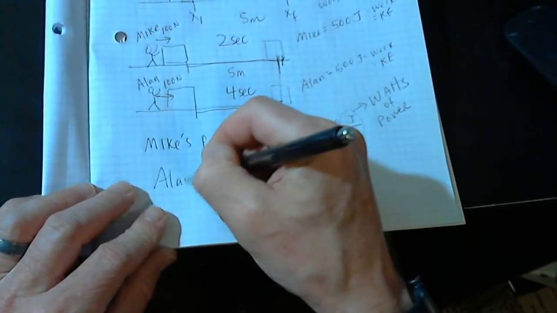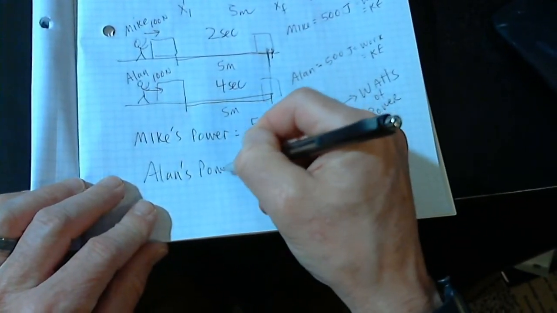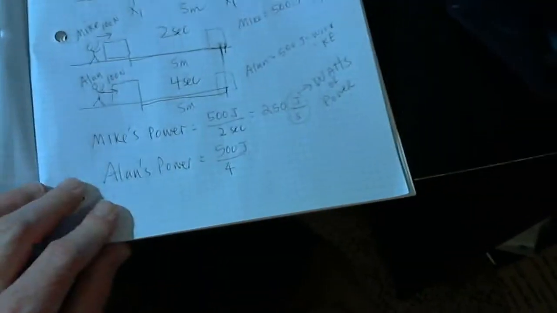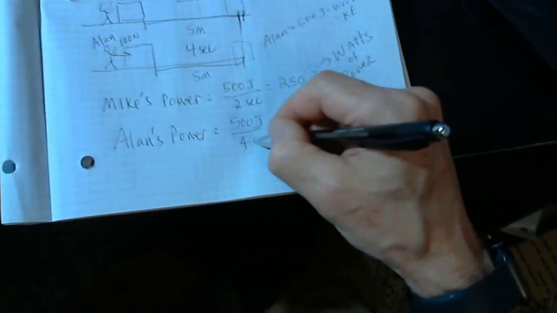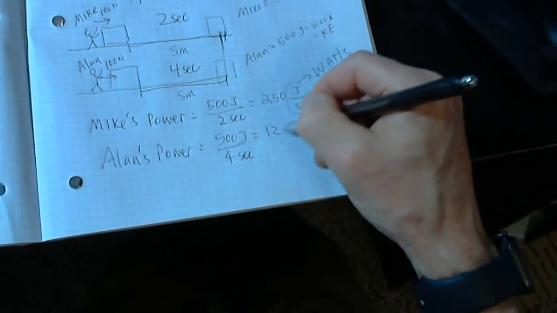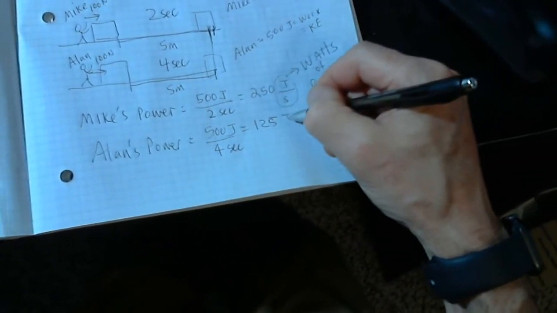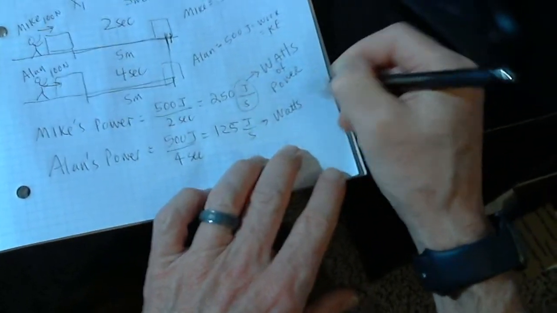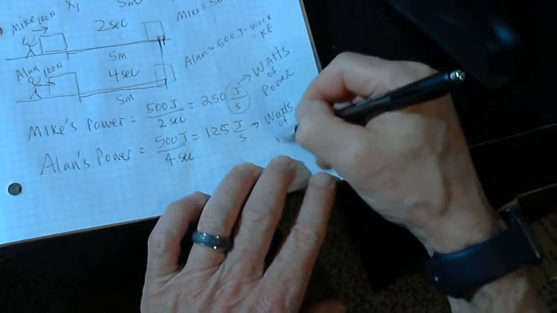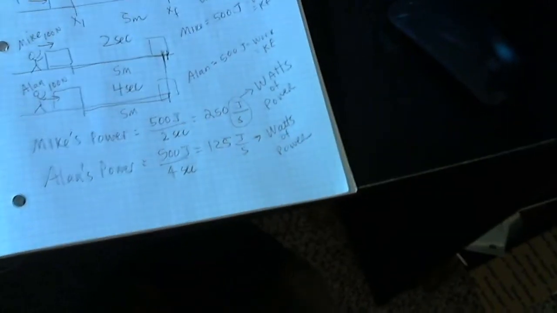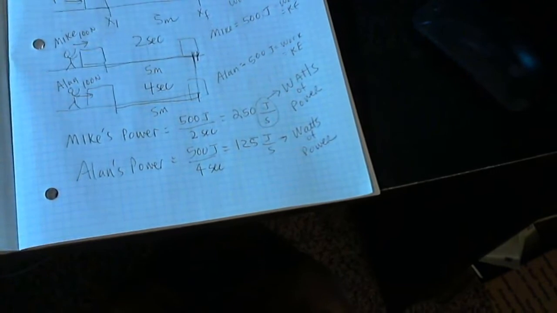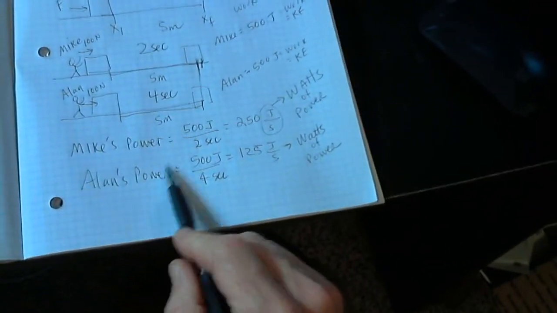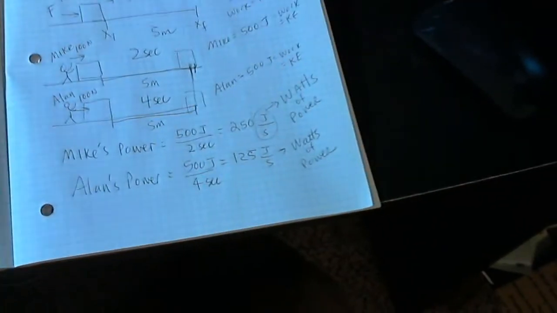My power is the same work, but now I have to put it over 4. So I'm 125 joules per second, or watts. Watts of power. Okay? So my brother is more powerful than I am. He's twice as powerful here.